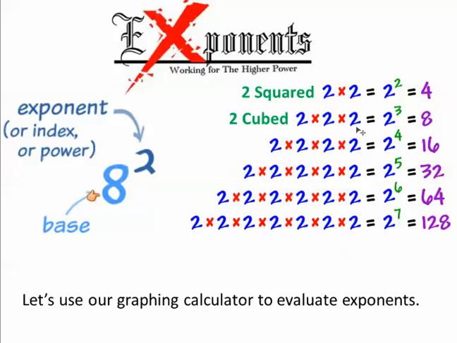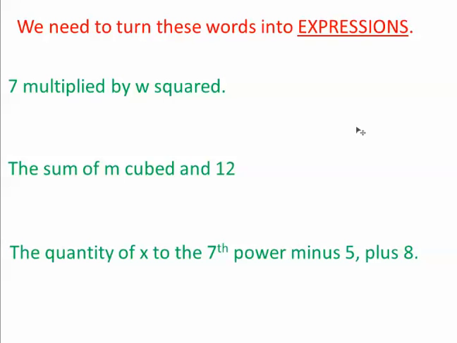2 to the second power means 2 times 2, 2 squared. 2 to the third power, 2 times 2 times 2, or 2 cubed. After that, we don't have any special words. We just say 2 to the 4, 2 to the 6. And it means to take the exponent, that many of the base, and multiply it together. So let's play around with some expressions.